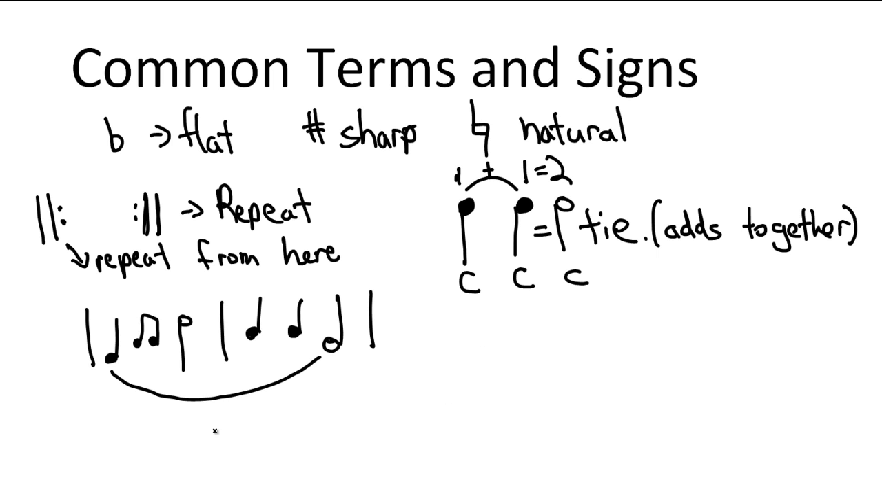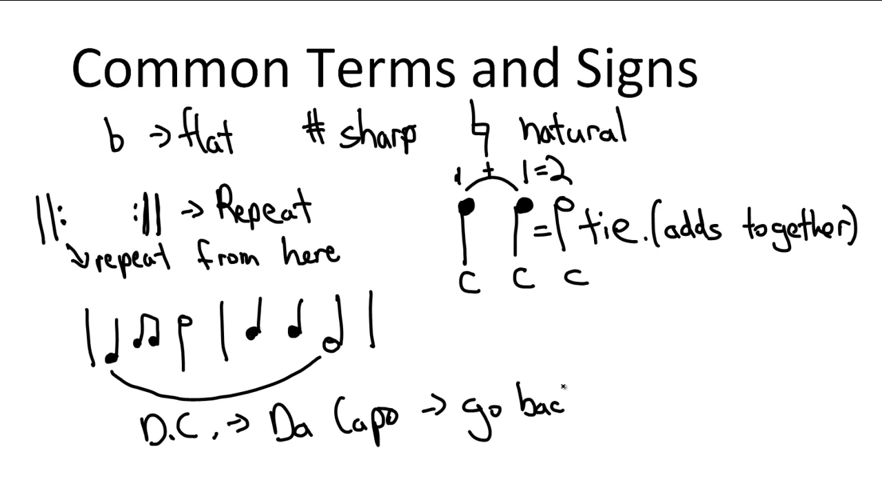And now another common symbol you might see is a DC, and this means da capo. What's a cap? A cap is something you put on your head. Now da capo means to go back to the beginning or go to the head of something. So go back to the beginning. So these are just some of the common terms and signs you might see as you're playing music.